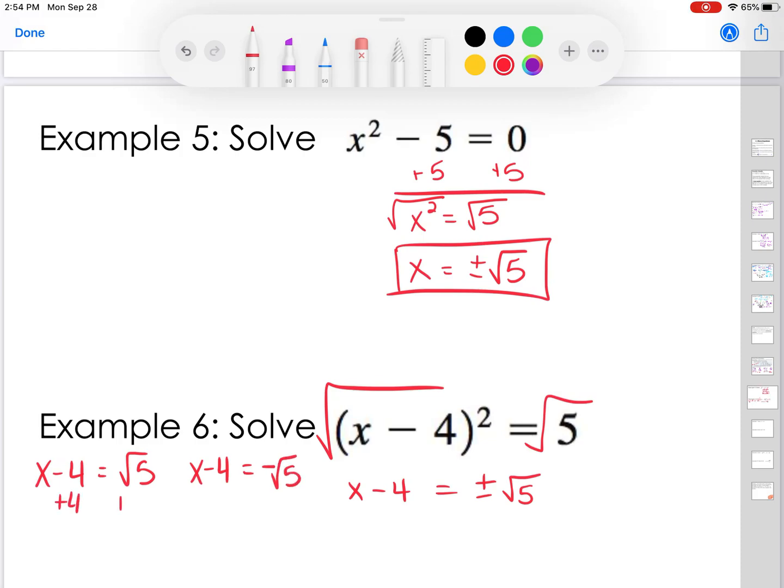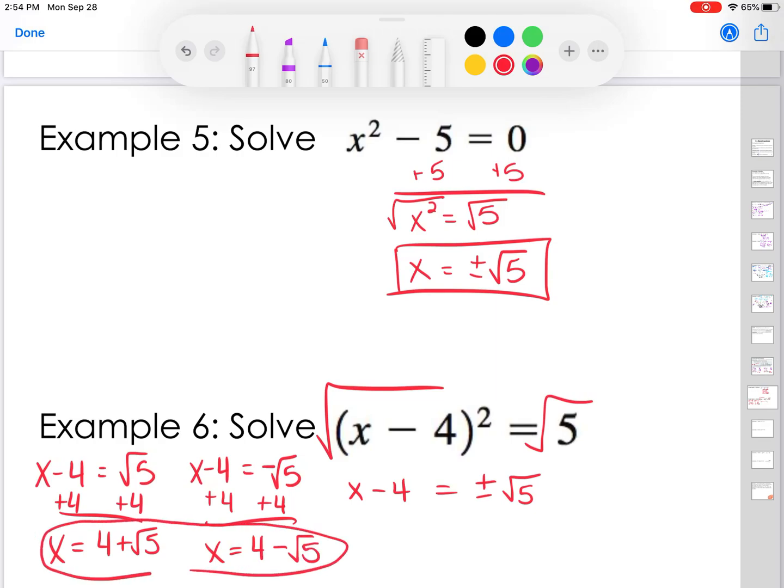I'll add 4 to both sides, and it's just an ugly expression. I'll get that x is equal to positive 4 plus root 5. And then when I add 4 here, x is going to equal positive 4 minus root 5. So both of these could be solutions. I should always go back and double check, but both of these will be solutions.